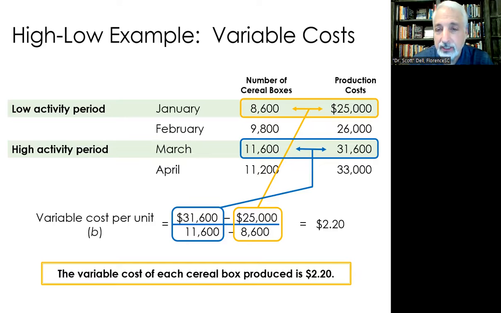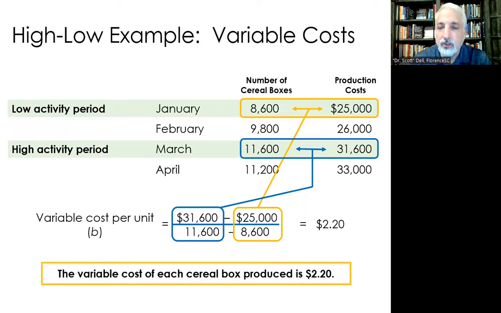So here we have 4 months that we're analyzing. And we're Kellogg's, we're making cereal. In January, we made so many boxes for a certain price. In February, we made so many. In March, April. And you look at what's the high number? 11,600 boxes for $31,600. And the low number, 8,600 at $25,000.